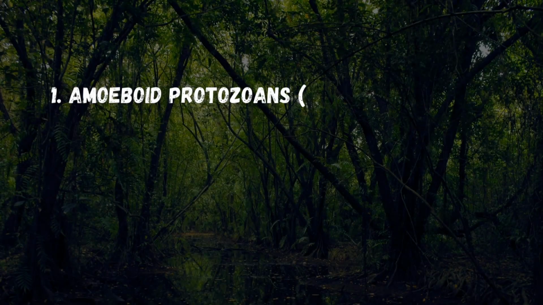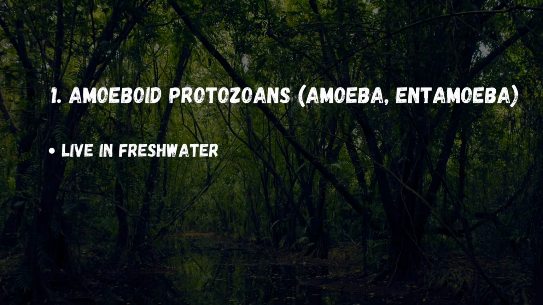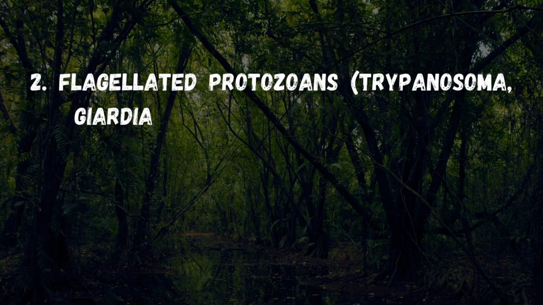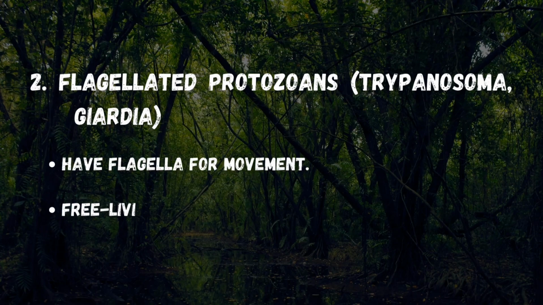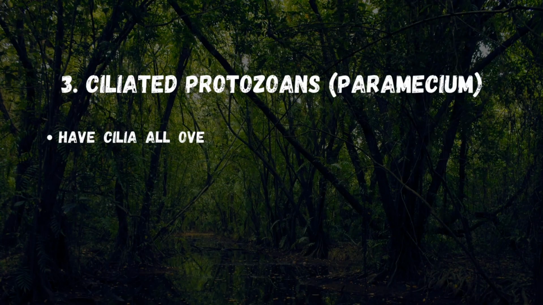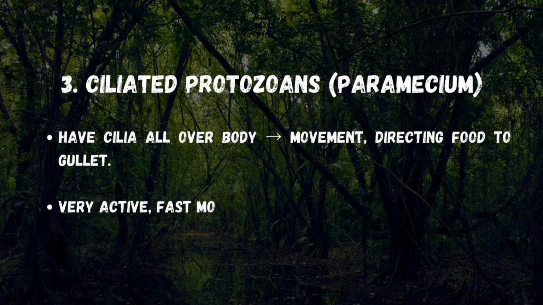Amoeboid protozoans live in freshwater, seawater and soil. They move and capture food by pseudopodia. Flagellated protozoans have flagella for movement and are free-living or parasitic. Ciliated protozoans have cilia all over their body that help in movement and in directing food to the gullet. They are very active and fast-moving organisms.